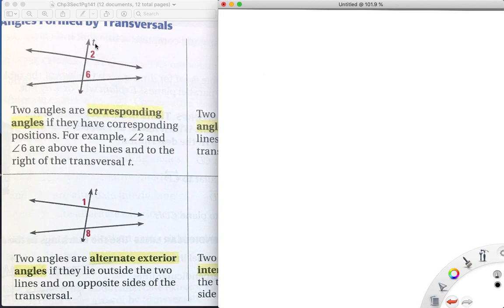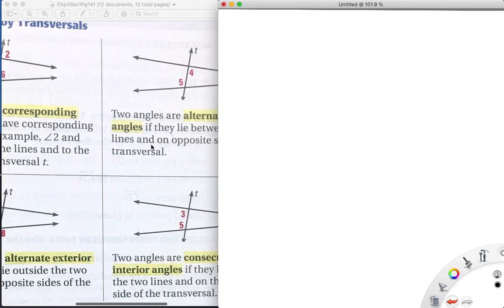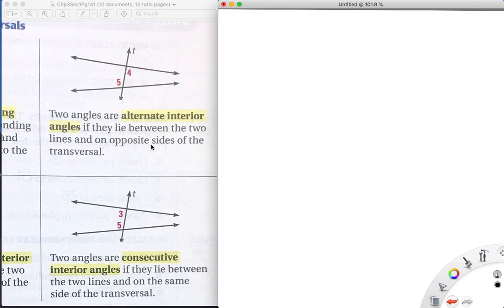So think of it this way. Upper right hand corner, upper left hand corner, bottom left hand, bottom right hand. Same thing down here. So if here the 2 occupies the upper right hand space, the 6 over here occupies the upper right hand space. Since they both occupy the same positioning in space, upper right hand, they're corresponding. So these would be corresponding angles, 2 and 6.